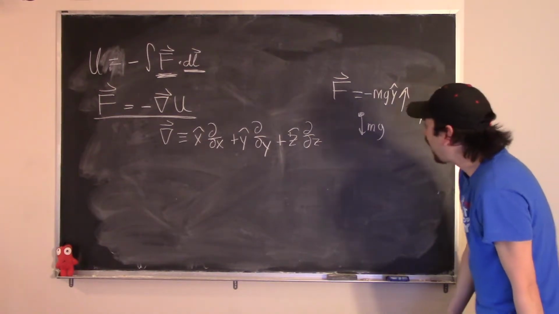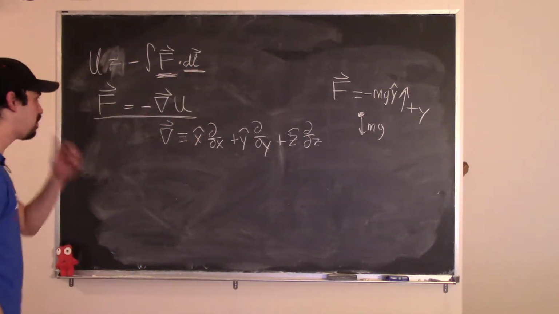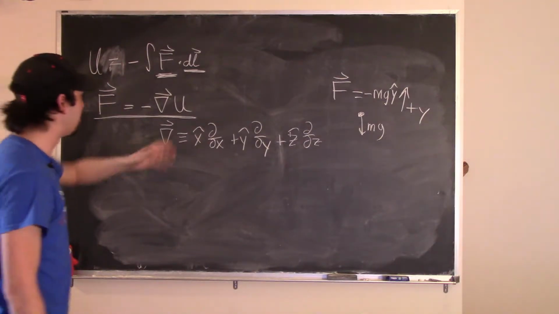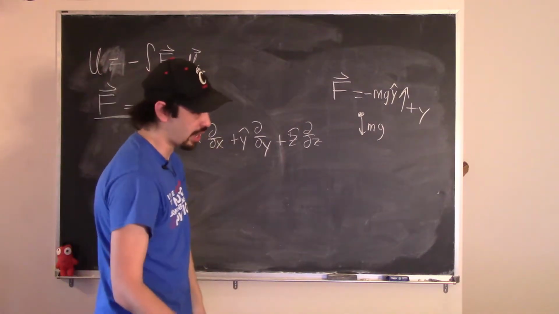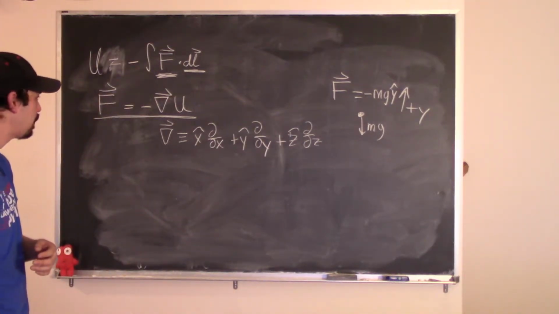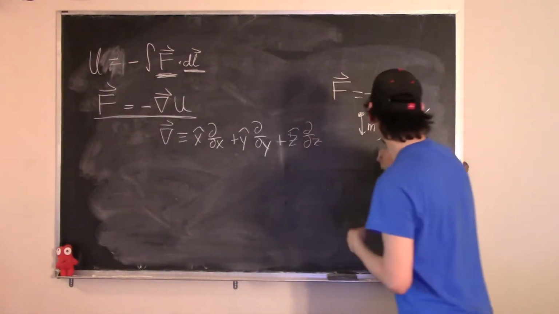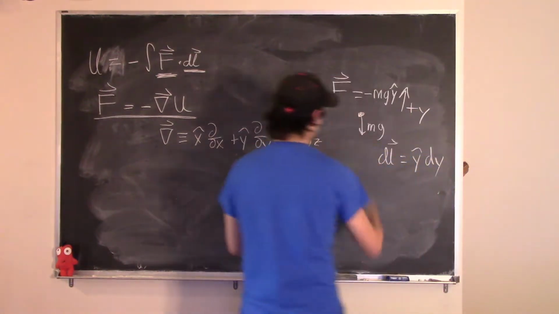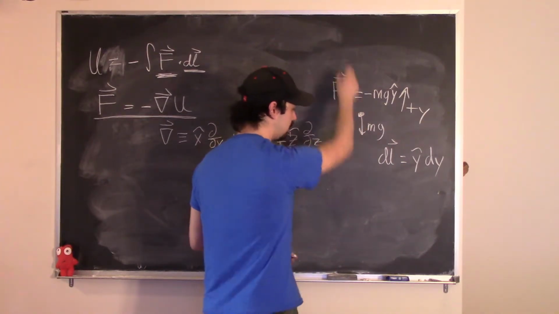So I have this f vector. I have this dl vector. Now dl vector is not something that we've used before. We've seen dl, but not a dl vector. And the important thing about dl vector is it's really the same thing as a dl, but it also has a direction that goes with it. So this dl vector in this case is just going to be dl vector is equal to y hat dy. Because this is where I'm moving this charge, or sorry, this mass. I'm moving it up and down, ultimately.